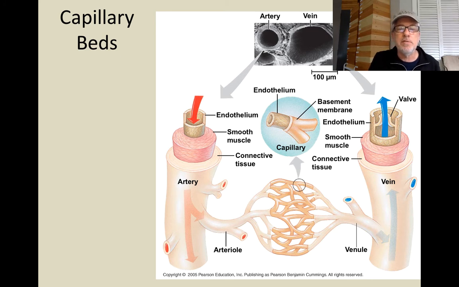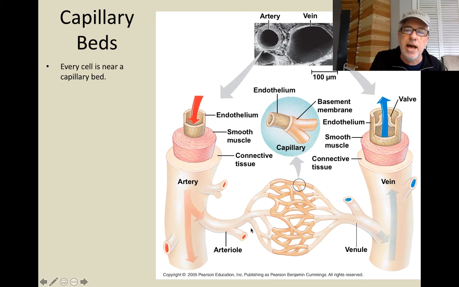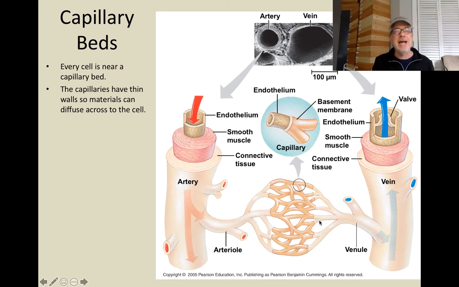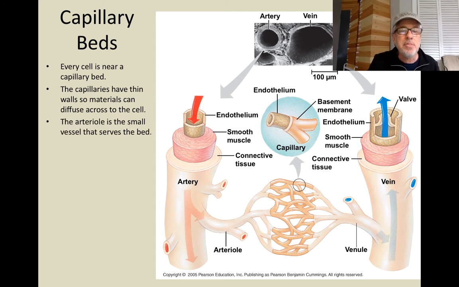Next, I want to talk about the capillary beds. Here we can see a picture of a capillary bed, and you can see that what's missing from this picture are the cells, which would be all embedded in this network of capillaries, but we've removed the cells to show you what the bed looks like. And every cell is close to a capillary. Capillaries have very thin walls, and this allows materials to easily diffuse across them. And the other thing I want you to see here is that the artery branches off into smaller arterioles, and each arteriole then can serve a capillary bed.